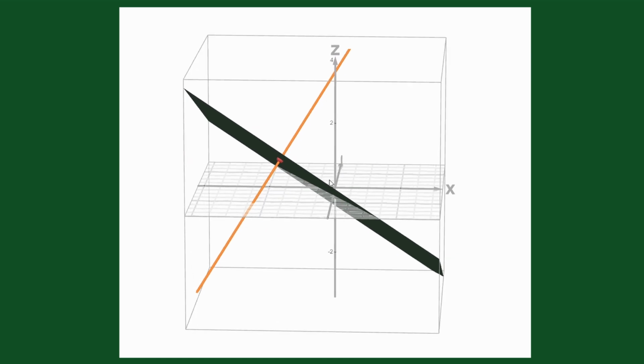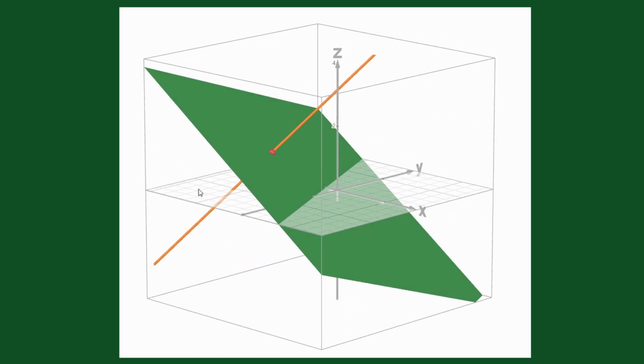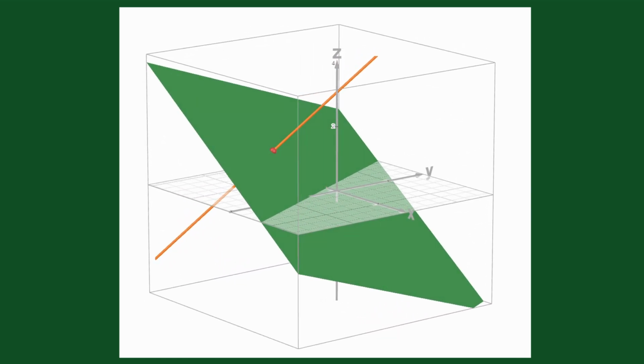Now, in order to find that point where these two things intersect, we have to know a bit of information about each of them. We need to know the equation of the line. We need to know the equation of the plane. So the equation of this green plane here is given to us as 2x + y + 3z + 1 = 0. This is the general form of that plane.